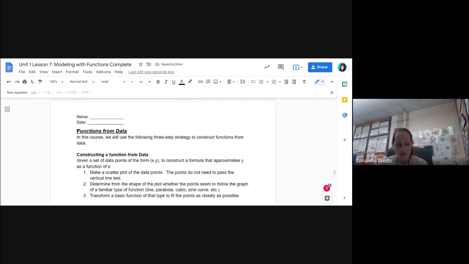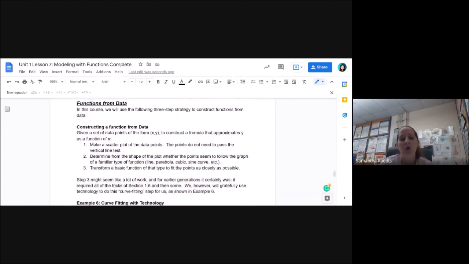Functions from data. In this course, we will use the following three-step strategy to construct functions from data. Constructing a function from data: given a set of data points of the form x comma y, to construct a formula that approximates y as a function of x, make a scatter plot of the data points. The points do not need to pass the vertical line test.